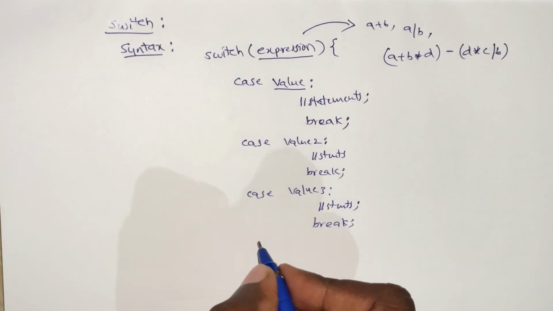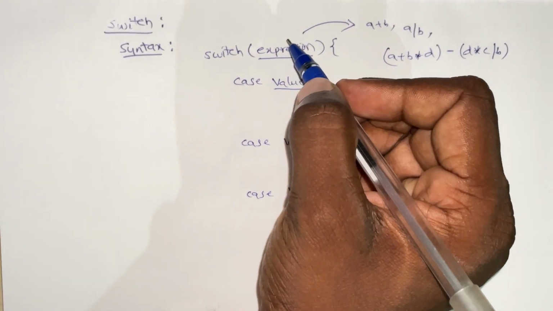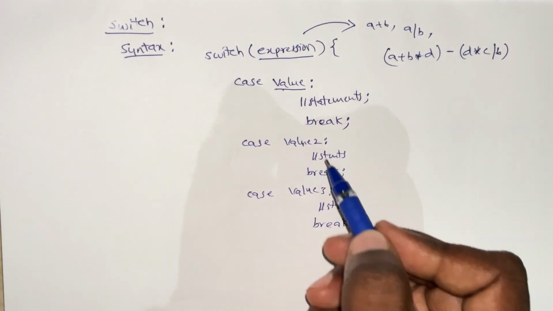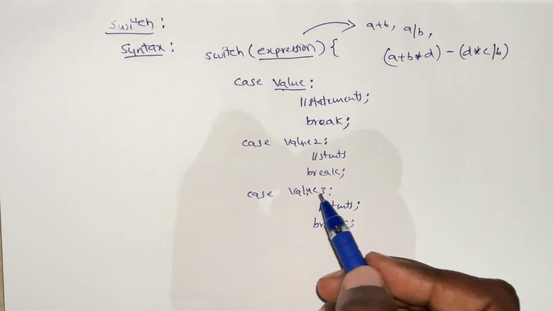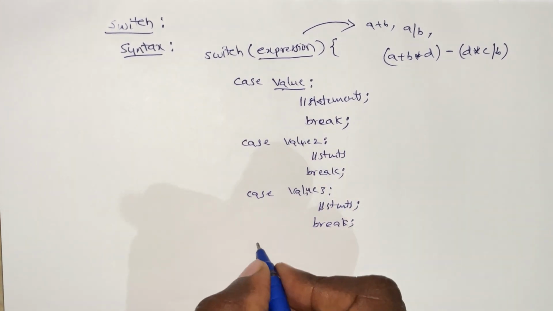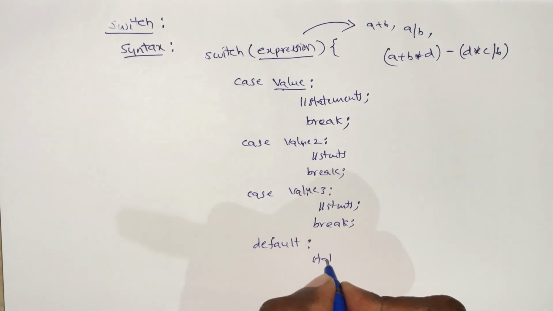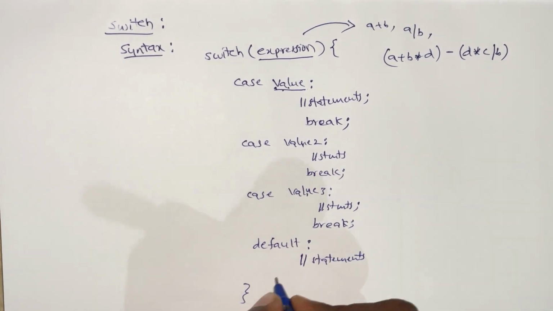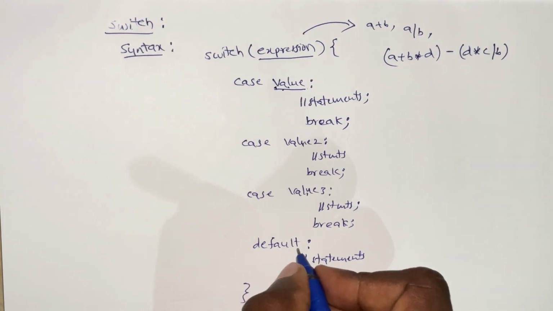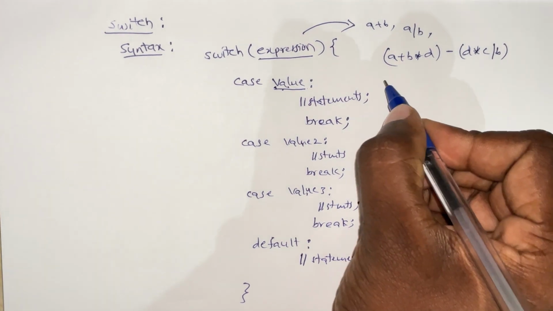And let's say this expression is evaluated and gives one value, but that value is not matched with value 2 or value 3, but still I want to execute some block of code. In that case you can write default colon, where you can write default statements, and then the closing curly brace. No need of break here because this is the last statement that we have written, so it will execute and it will come out of it. Hope you understood. We'll see one example.